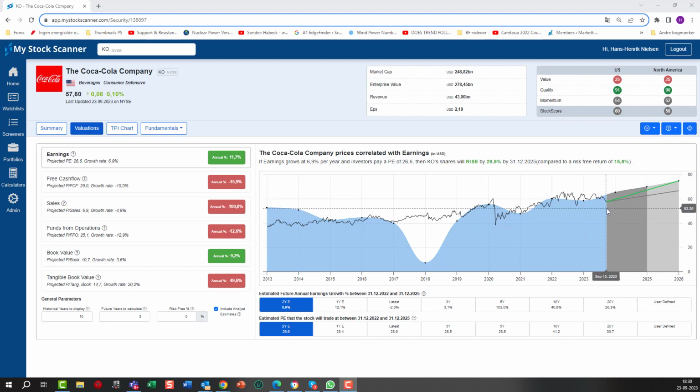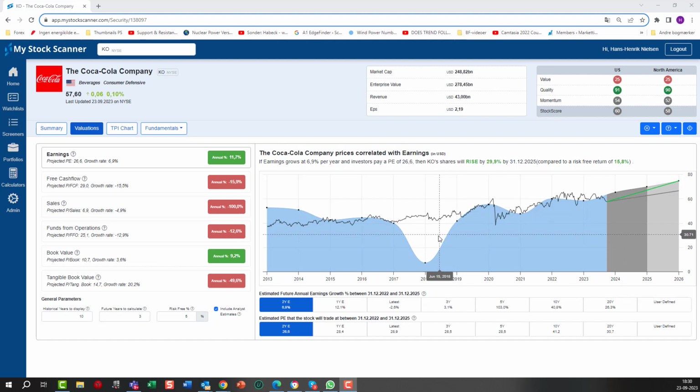Now, the problem here is, of course, we're talking about the future. So we don't really know for sure what they're going to make on the profit side, and we are not sure what the investors are willing to pay in price earning. But with a company like Coca Cola, the analysts are fairly well grounded in their analysis work, because the company has been around for ages. It's a very solid company, and there are not many surprises.